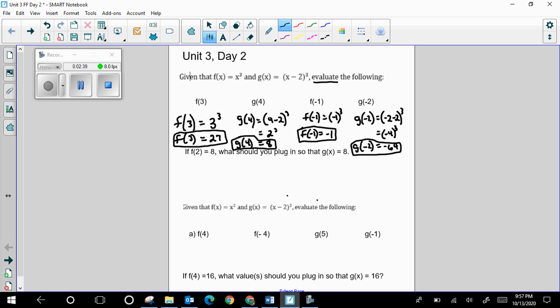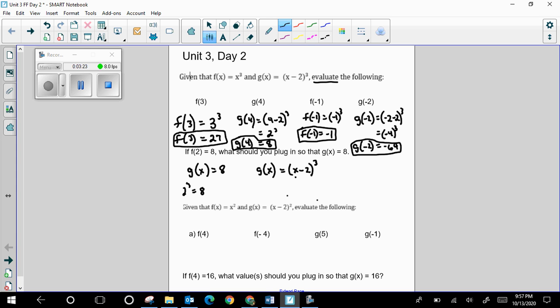All right, so a little twist on this. If f of 2 is equal to 8, what value of x, or what should you plug into g of x so that g of x is equal to 8 as well? So we need g of x to equal 8. And we know that f of 2, or 2 to the third power, is equal to 8. So remember, g of x is equal to x minus 2 to the third.